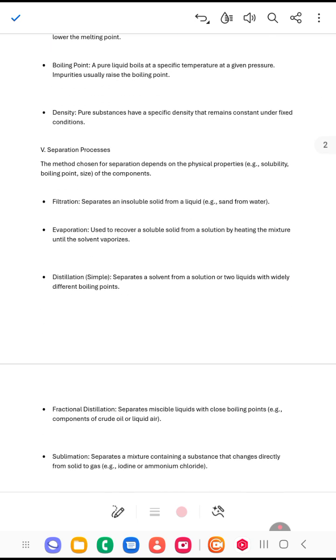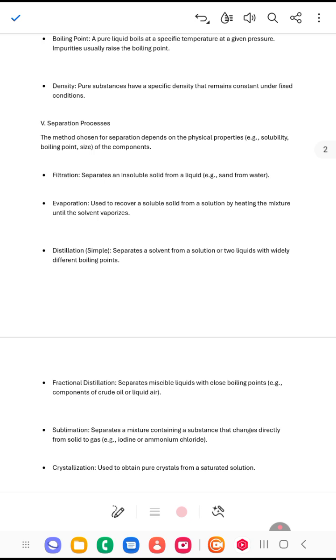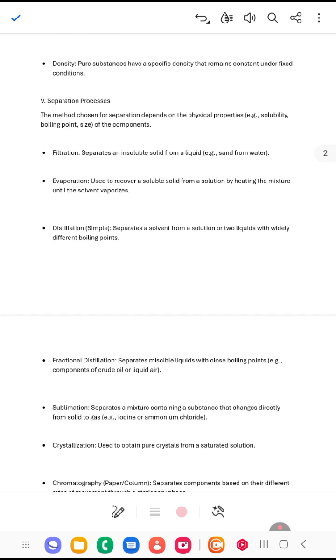Now let's look at separation techniques. These are techniques that we use to separate mixtures. The first one is filtration. Filtration is good to separate an insoluble solid from a liquid. Then we have evaporation. Evaporation is used to recover a soluble solid from a solution by heating the mixture until the solvent disappears.